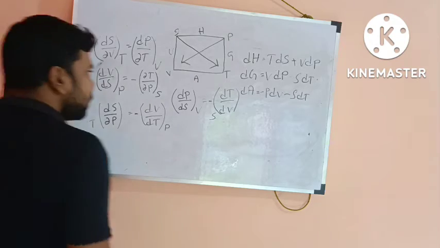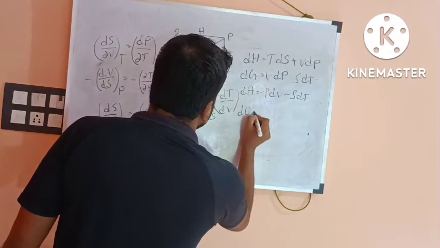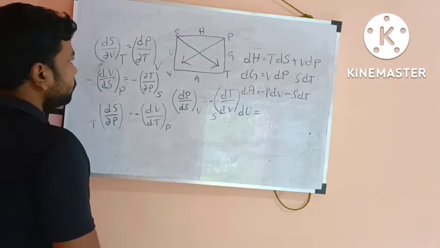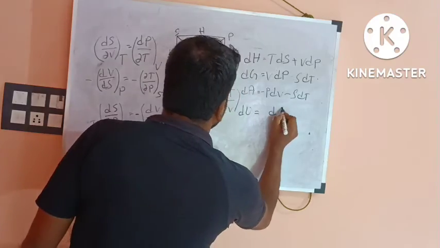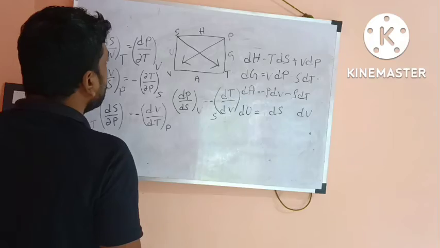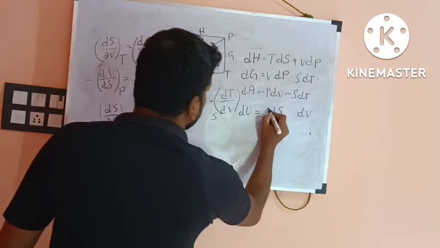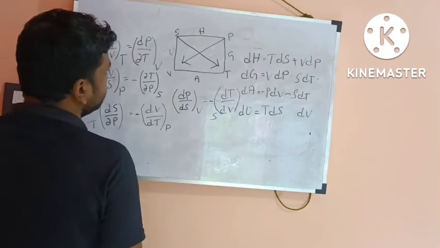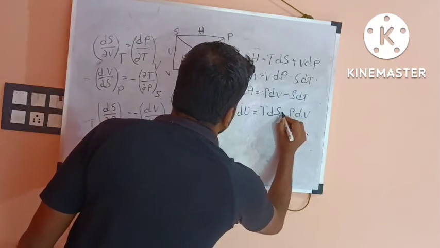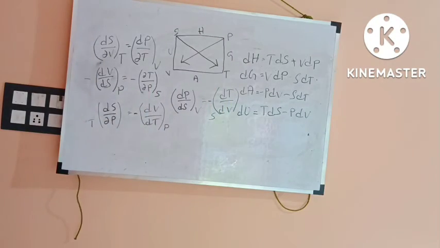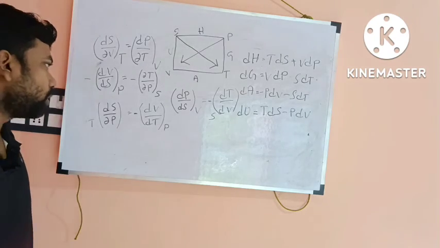Next we are going to build the internal energy. Del U is equal to, what is internal energy? That is del S and del V. That is TdS, and minus PdV. So these are the relations derived from the Maxwell thermodynamic relation.